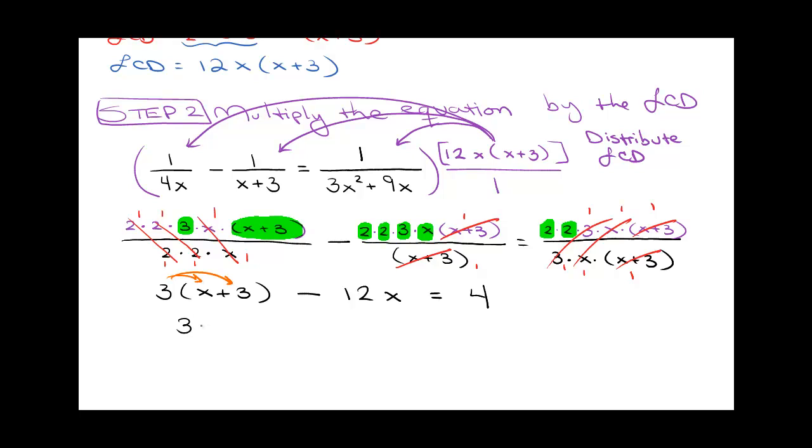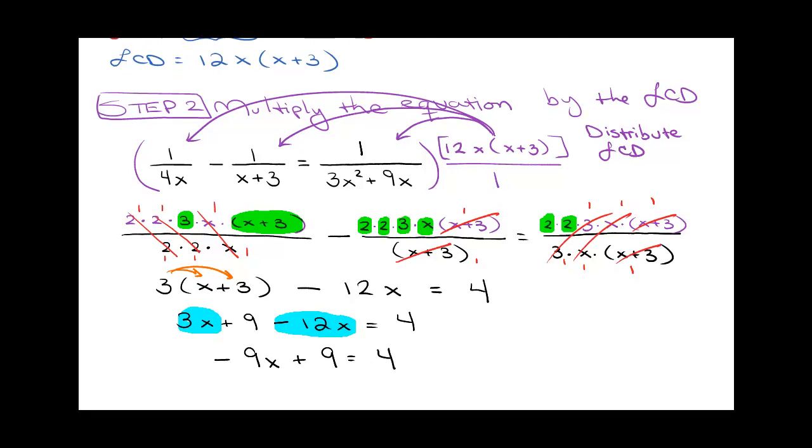This is going to give me 3x plus 9 minus 12x is equal to 4. I'm going to combine like terms. I'm going to combine my 3x here with this negative 12x. That will give me negative 9x, and then I'm going to subtract 9 to both sides of the equation.